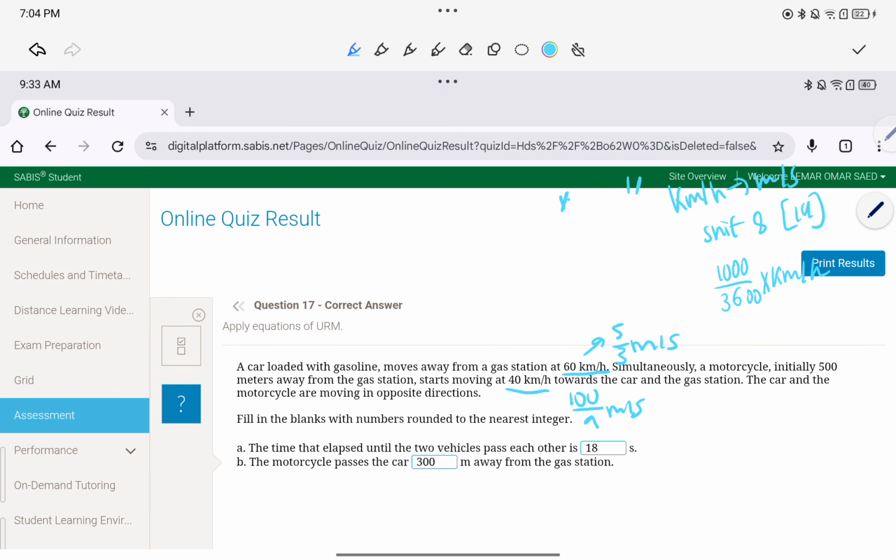First thing, we have to find the v. So we add both of them, 5/3 plus 100/9, which is equal to 250/9, which is the v. Now t equals d over v, which is 500, because they said the distance is 500. So 500 over 250/9, you do it on the calculator, you will get 18.